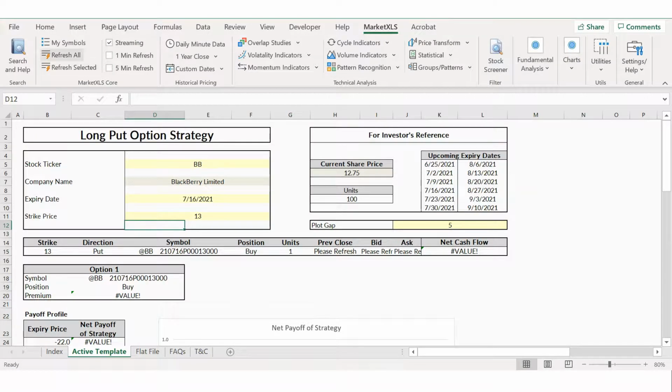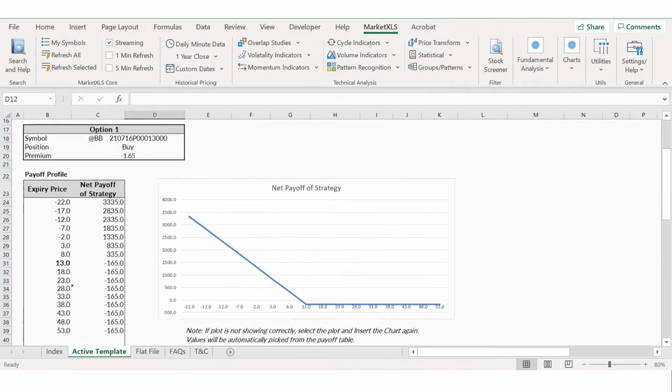MarketXLS has many templates just like the long put one you see here, and it refreshes all the data when you click on Refresh All.